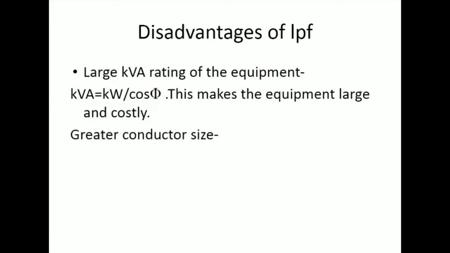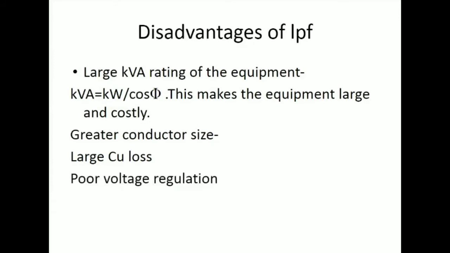Now, we have to use greater conductor size wherever the current flows. That is in the transmission line, transformers, equipment, all these may require greater conductor size in order to carry the increased value of current. Then large copper loss. Copper loss means I squared R loss, that is occurring in the conductor portion. As the current increases, I squared R loss, which is proportional to the square of the current, also increases.